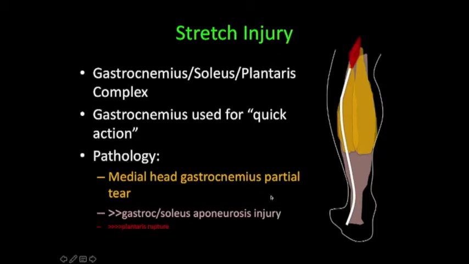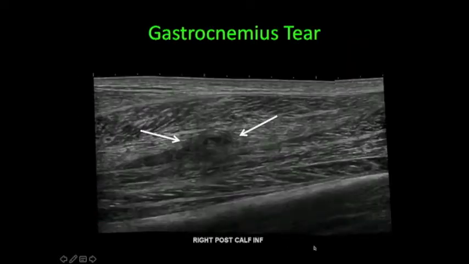So when we see pathology in the calf, the classic name is tennis leg, so someone comes in doing some sort of activity and has acute pain or has a popping sensation in the calf. Most of the time, this is going to be a partial tear in the gastrocnemius, usually the medial head. You can also get damage to the aponeurosis of either the gastrocnemius or the soleus muscle. And lastly, you can get plantaris tendon rupture, but that's actually much less common, which is why I have it small down here. And the majority of the time, you're going to be looking at injury of the gastrocnemius muscle.